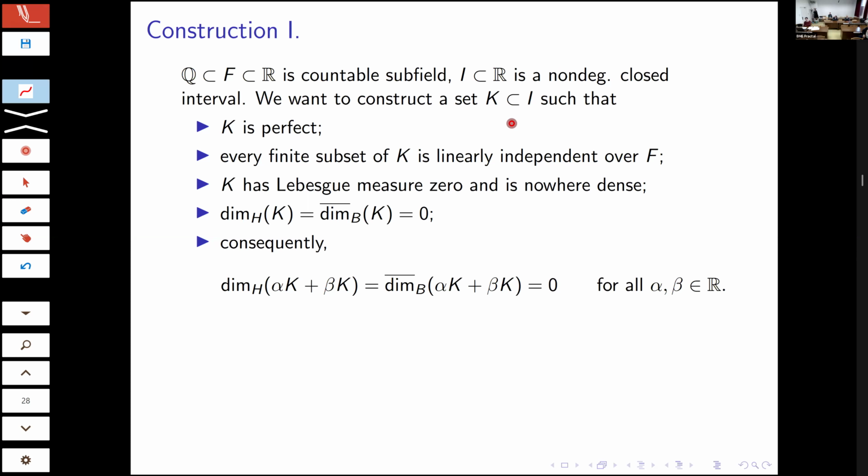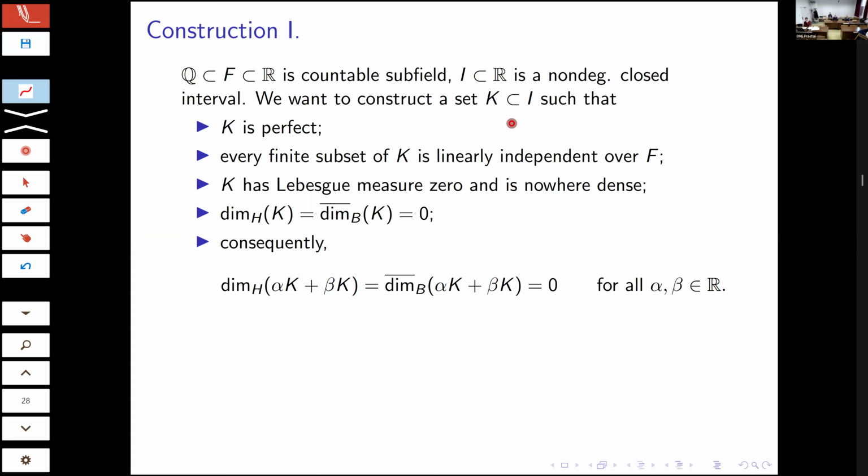But also the others are important. So it has Lebesgue measure 0, and so it's nowhere dense. It's equivalent to that. Additionally, I take these conditions because I originally thought that this was the most important part of the proof, but it turned out that this is not needed in the final version of the proof. But I think they are very, very interesting properties. So the Hausdorff dimension and the upper box dimension of K is 0, and consequently this is also true.